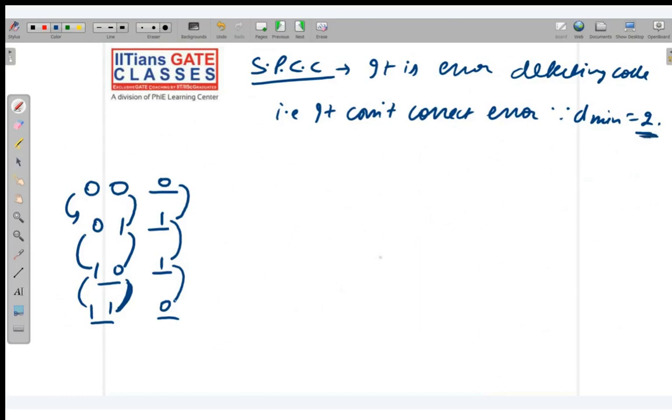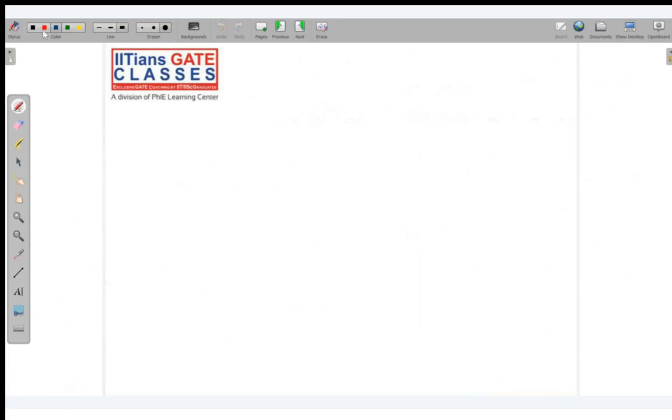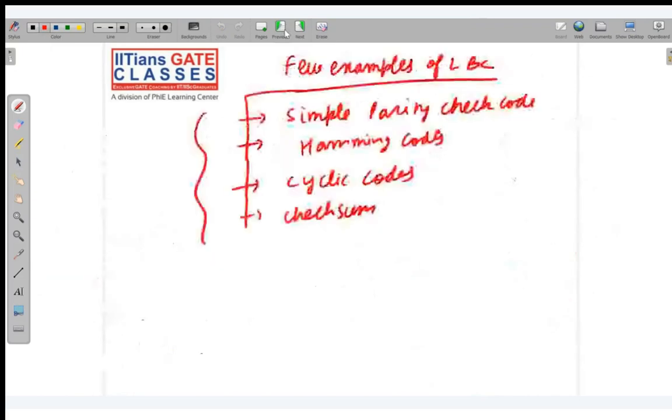Okay, take snapshot. I will jump to the next slide. Okay, so now we are going to start. Simple parity check code is over. So what was the next? Yeah, this is over. Now we are going to start Hamming codes.